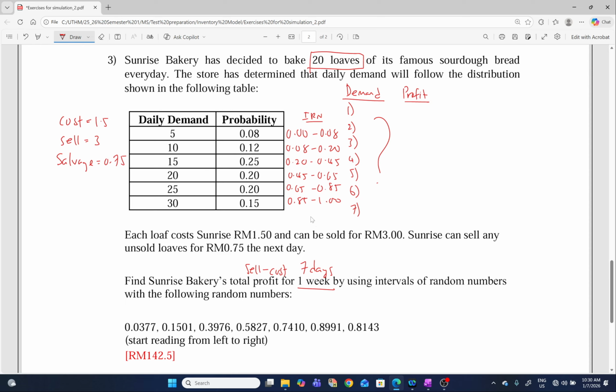So 0.0377, that would be the first demand, 5, and 0.1501, that would be 10, the rest is 15. Check sama ada betul tak yang ini 20, 25, 30, 35, betul ke? Dapat semua. Gunakan nombor ni. Apa dia? Oh, 25. Check saya check je. 5, 10, 15, 20, 25, 30, 25. Okay.